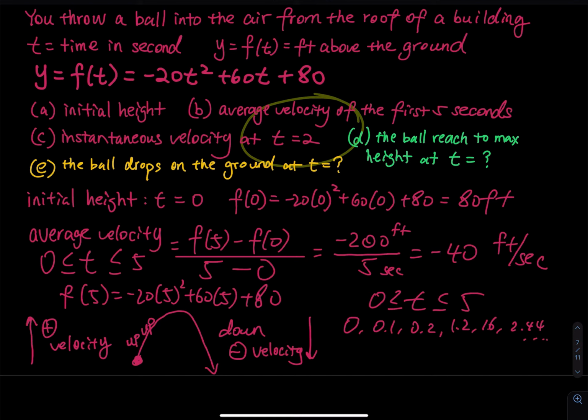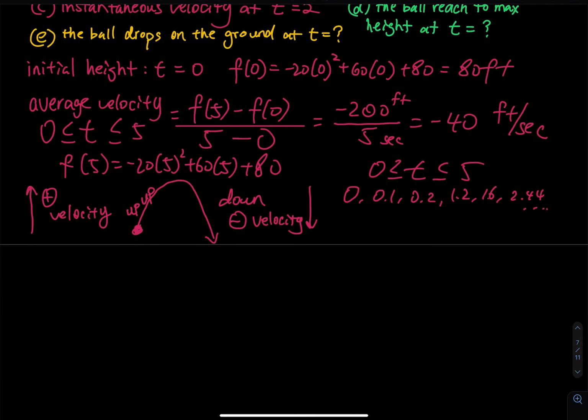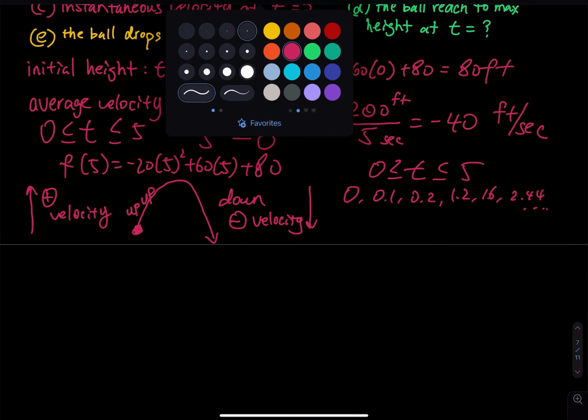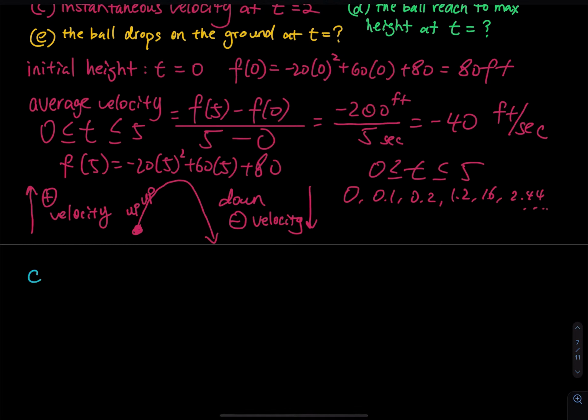But using what I just taught, how do you find instantaneous velocity? For instantaneous velocity, we need to know what happened when t equals 2, and then I will just make a little step forward, right? So the idea is, let's switch to a different color. For C, instantaneous velocity at t equals 2, right?